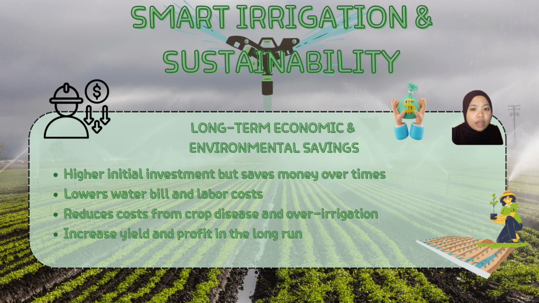On top of that, better water management leads to healthier crops and higher yield, which means greater profit in the long run. Environmentally, smart irrigation cuts down on resource waste and runoff, supporting sustainable farming practices while improving the farmer's bottom line. So, while the system may cost more upfront, the return over time, both economic and environmental, makes it a smart investment.